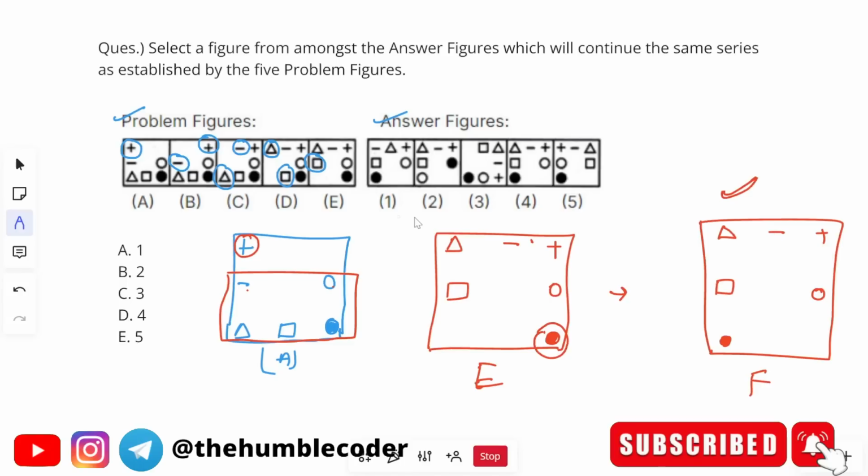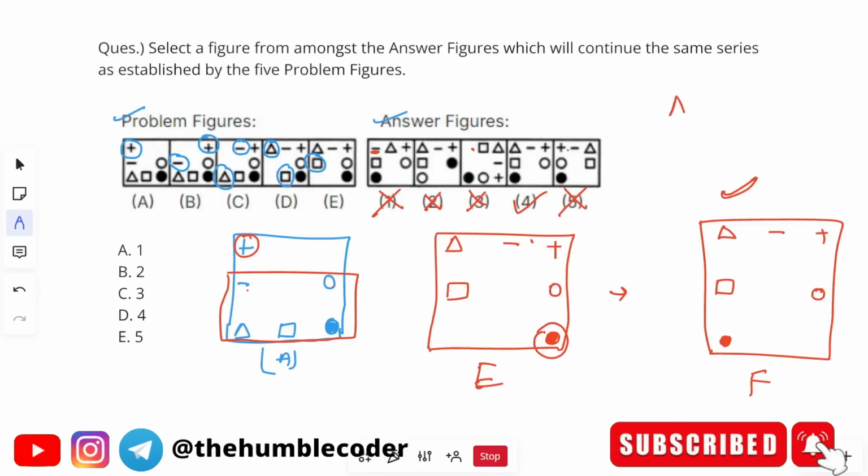Let's see if any of the options matches this answer figure or not. The first one does not match because minus is coming here, and we need a triangle. So first one is not the answer. Second one, let's see, triangle, minus, plus, filled one. Okay, so this is also wrong. Filled one should not be here. Third one, the triangle is not there in the first position. Fourth one, triangle, minus, plus, empty circle, square, and then filled circle. Yes, this one is satisfying our case. Let's also check the last option. So yes, here also plus is coming here, so this also does not satisfy.